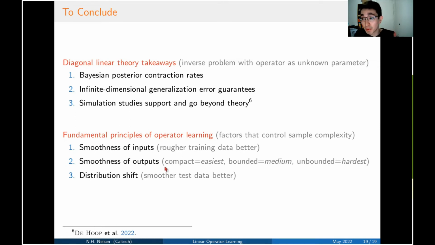And so we've learned fundamental principles that actually help you reduce the required data you need to do operator learning. So this is smoothness of inputs, smoothness of outputs, and then smoothness of your test data, essentially.